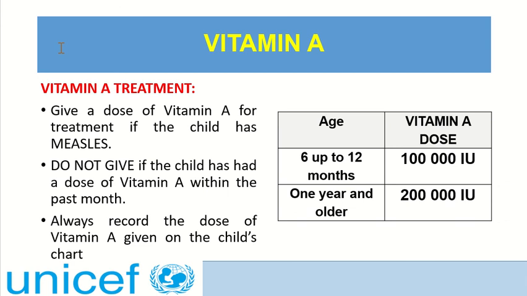About the vitamin A doses: give vitamin A for treatment if the child has measles. We don't give it if the child has had a dose of vitamin A within the past month. Always record the dose of vitamin A given in the child's chart. If the child is between 6 months and 12 months, we give 100,000 units. If the child is 1 year of age and older, we give 200,000 units.